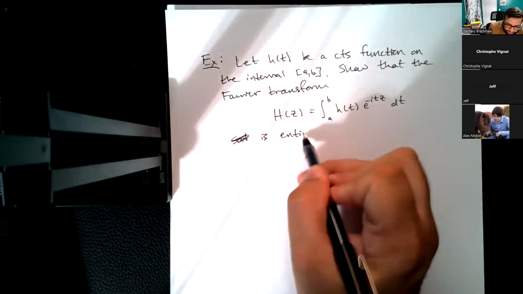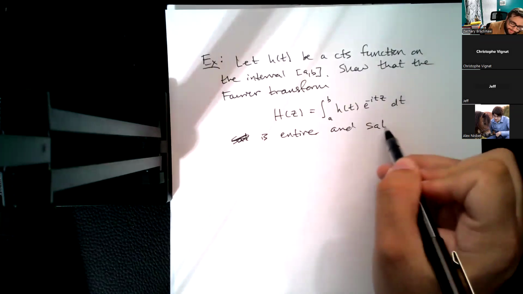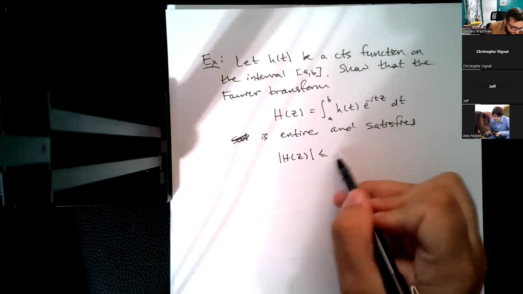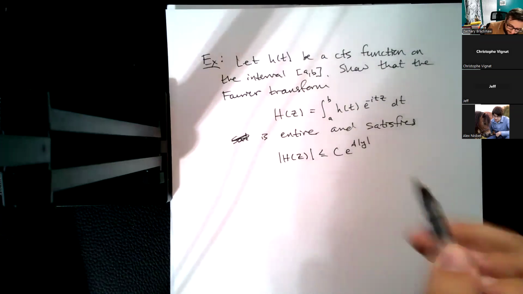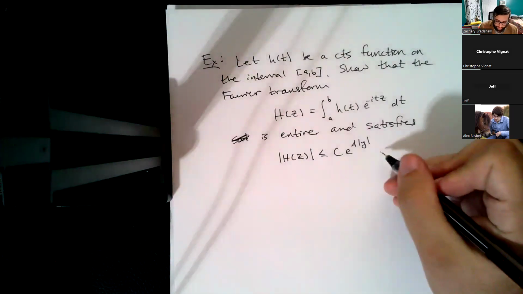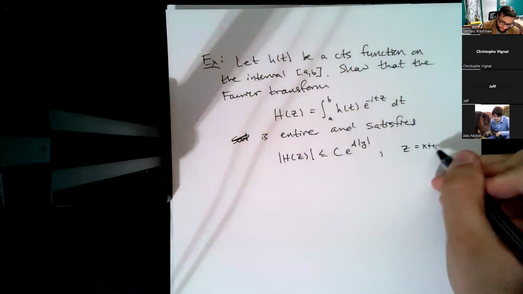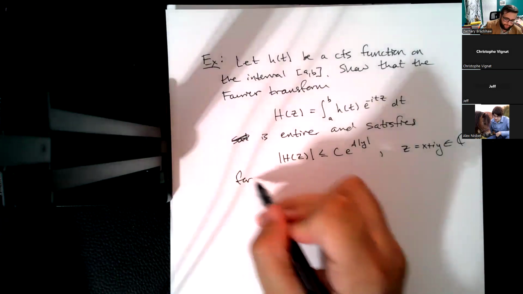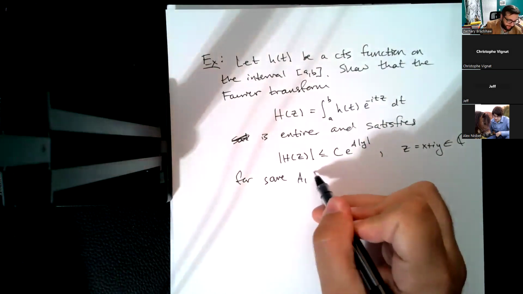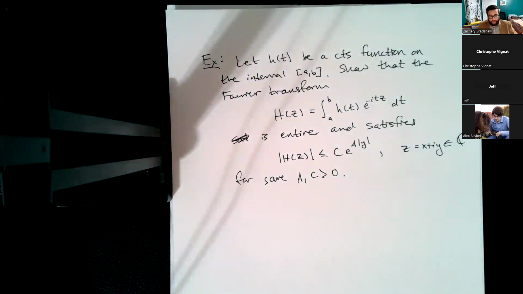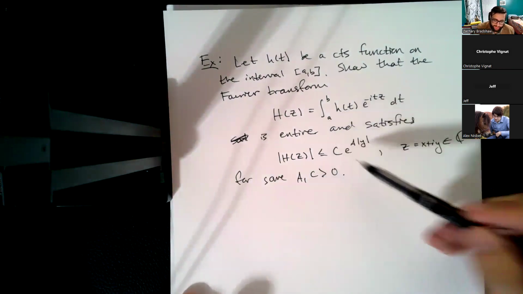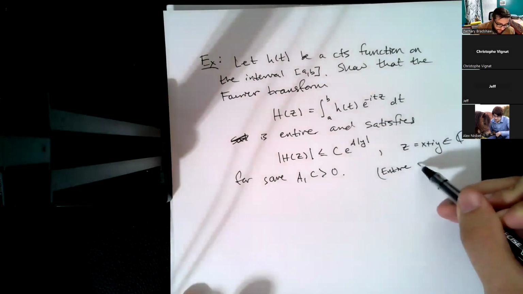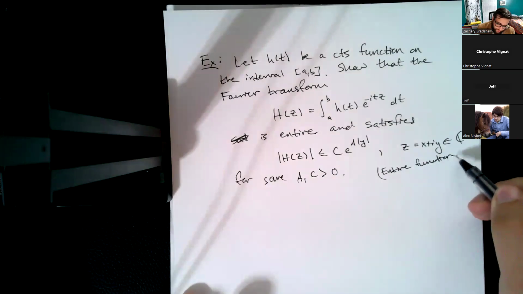is entire and satisfies the boundary condition, and this is for z equal to x plus iy, and for some A, C greater than 0. So functions that are entire and satisfy this bound are called entire functions of finite type.